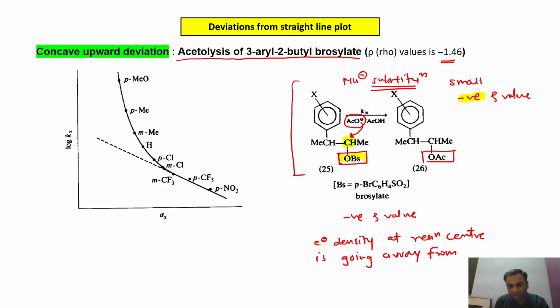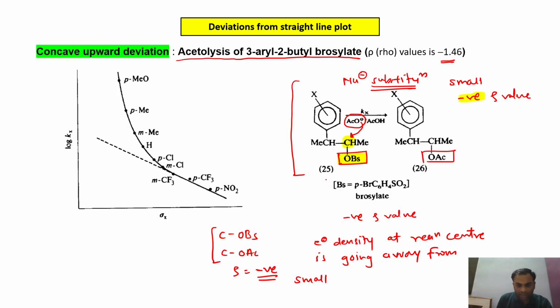Among these, the breaking of the C-OBs bond takes place first, and then the formation of the C-OAc bond takes place, as we have a small negative rho value. So this is about the rho value of this reaction.